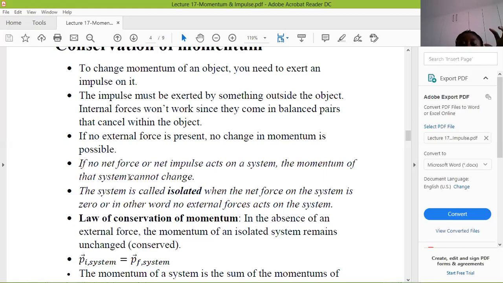Okay, so the system where there are no external forces is called an isolated or closed system. That system, where there is no net force or net impulse acting on the system, is called an isolated or closed system.